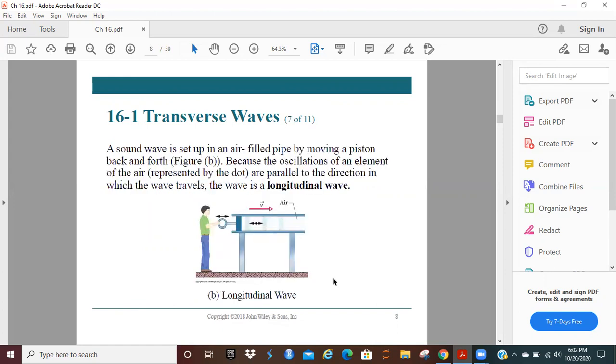So a sound wave is set up in an air-filled pipe by moving a piston back and forth. Because the oscillations of an element of the air represented by the dot are parallel to the direction in which the wave travels, the wave is considered to be a longitudinal wave.